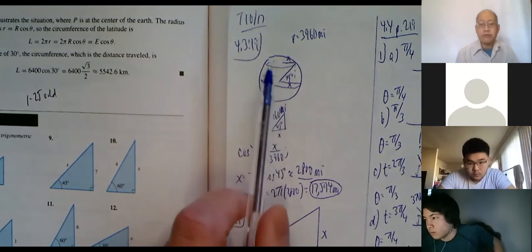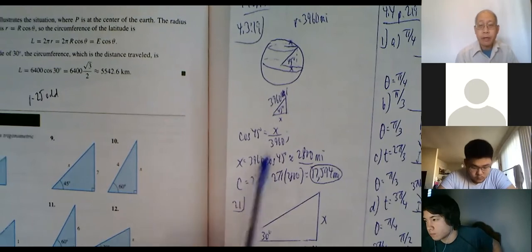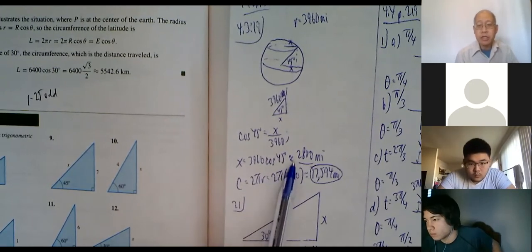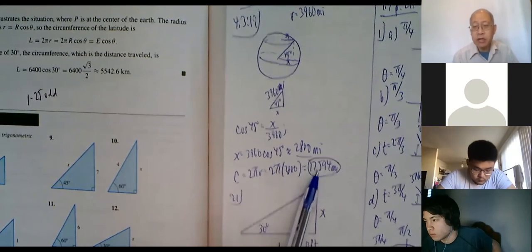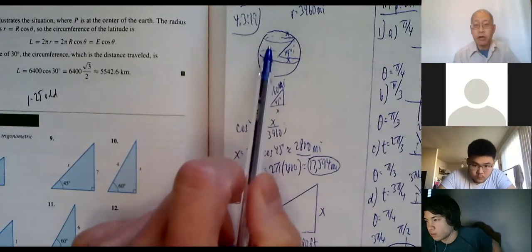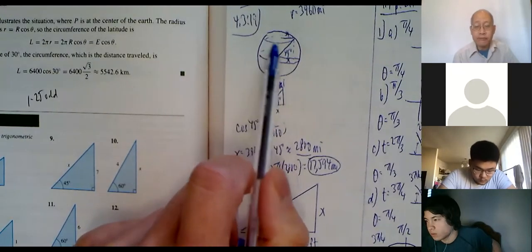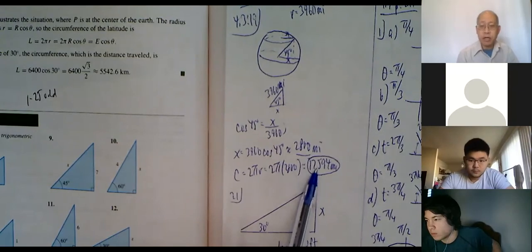Okay, then I use the formula for circumference. Circumference is 2 pi r. So 2 times pi times 2,800. Okay, punch it in a calculator. About 17,594 miles. Okay? So if I go all the way around the Earth, but at 45 degrees north, I'm only going 17,594 miles.